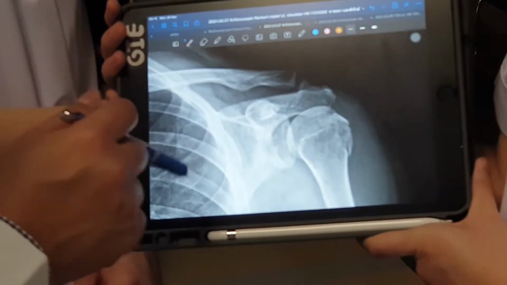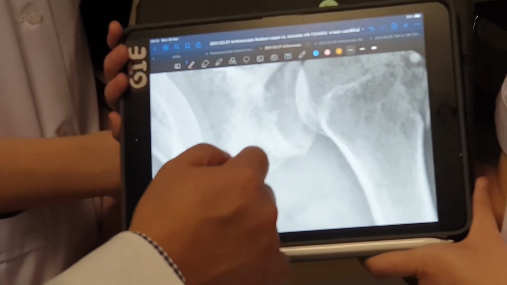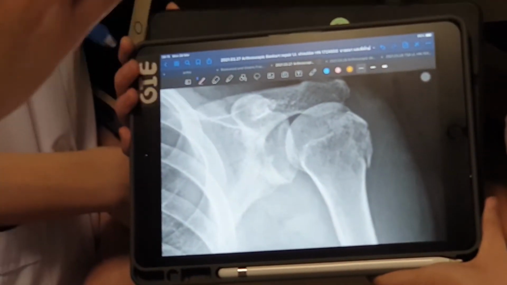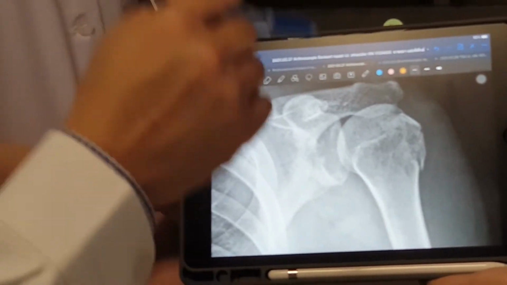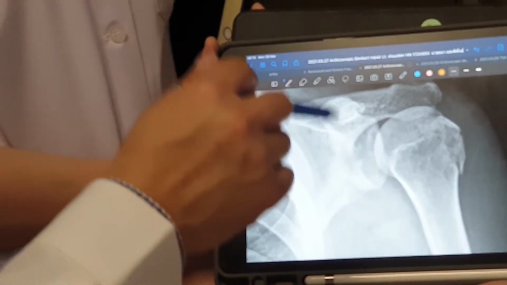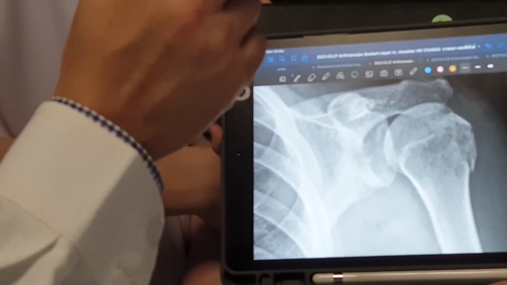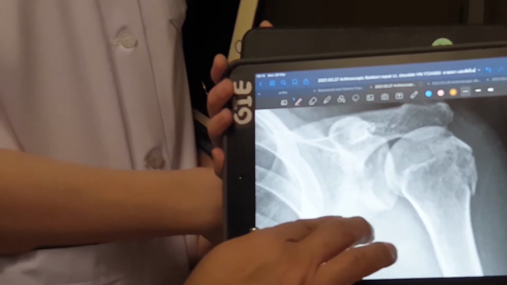So if you look carefully, you say the Gothic arc is not so nice, right? But actually, that Gothic arc, we're looking for the very true AP. We call it the Grashey view, right? This is not Grashey. This is an AP of the shoulder, not the true AP. Grashey is a true AP shoulder. You should put it perpendicular to the glenoid, okay?